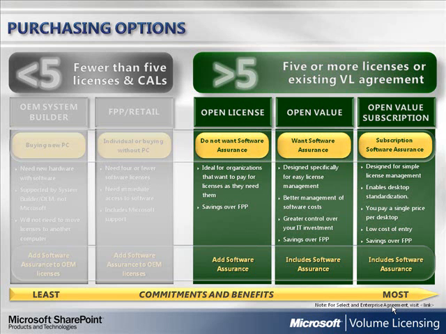Open Value provides additional flexibility and benefits and allows annual payments or an upfront payment option, provides a 3-year agreement period, and includes software assurance. Open Value Subscription provides the lowest upfront cost of all open license programs and has a 3-year renewable agreement. Open Value Subscription requires standardization of a platform product, which can include the Core CAL.